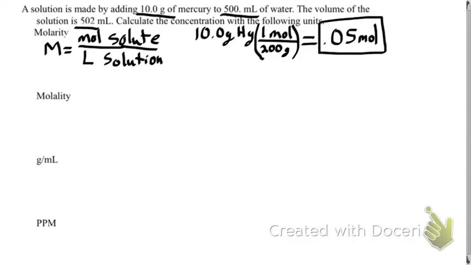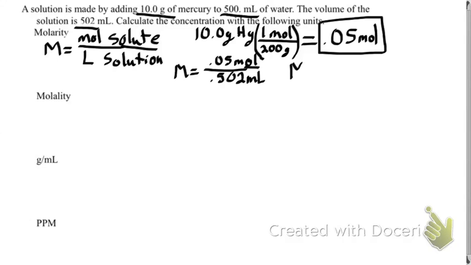Our moles of solute for molarity, we're going to start it down here. Capital M is equal to 0.05 moles of solute divided by liters of solution. Now we're told that we have 502 milliliters of solution. So in order to convert between milliliters and liters, you know that there are 1,000 milliliters in 1 liter. So really what we have is 0.502 liters.